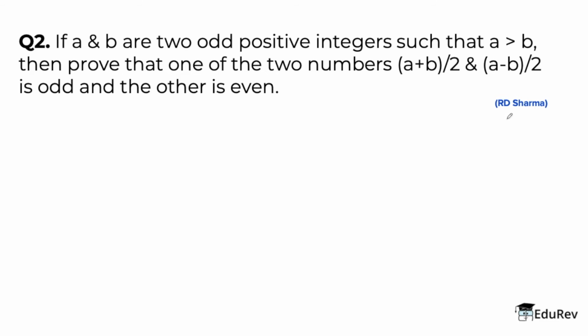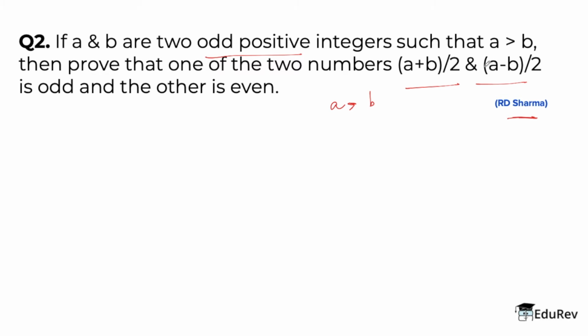So the next question is from R.D. Sharma. So let's see what this question states. This question states that if A and B are two odd positive integers such that A is greater than B. So they are saying that A and B are both positive and they are odd, and A is what? A is greater than B. And then we need to prove that one of the two numbers, that is (A plus B)/2 or (A minus B)/2, is odd and the other is even.